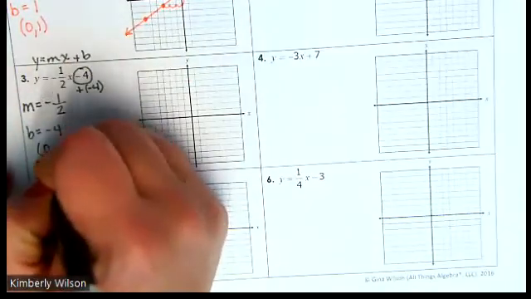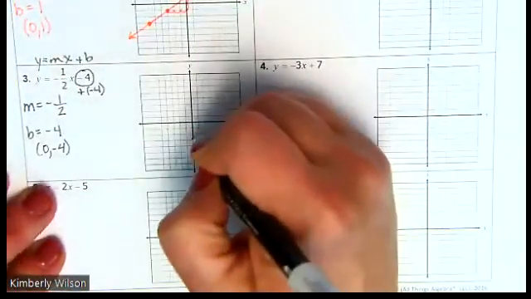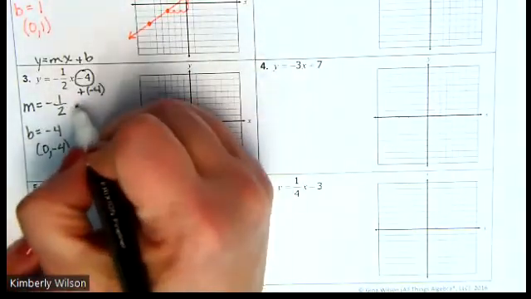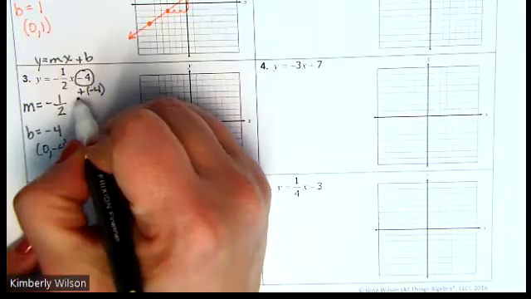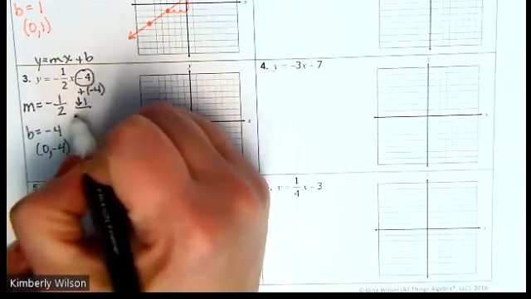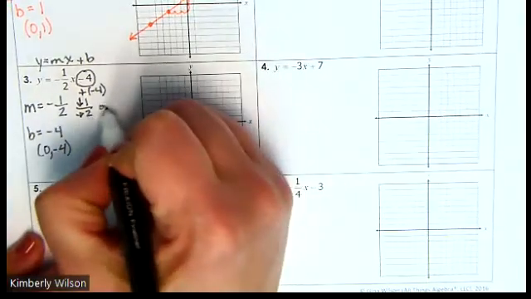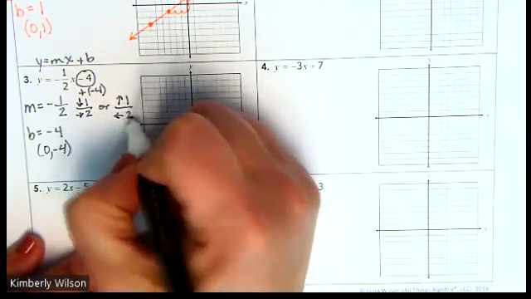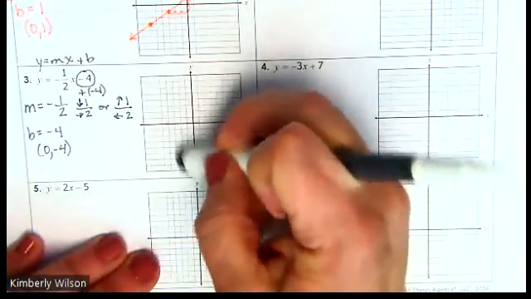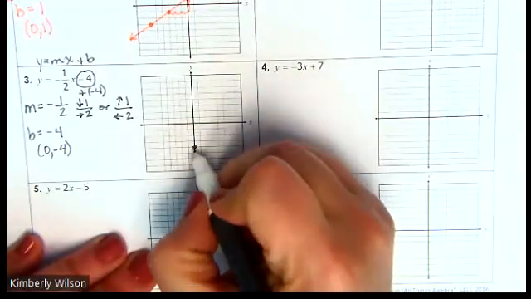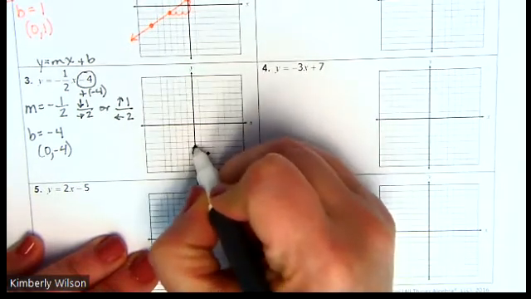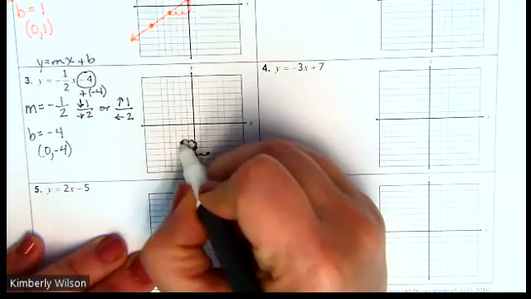Okay, so this is (0, -4). So I plot that point. And now I'm using my slope. My slope is -1/2. So that means I would go down 1 to the right 2, or I go up 1 and to the left 2. Both of those work. So from here, I'm going to go down 1 to the right 2, up 1 to the left 2.